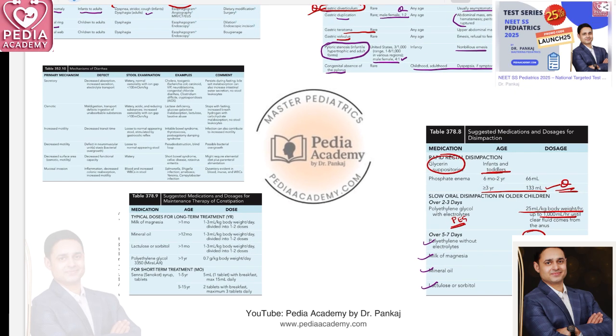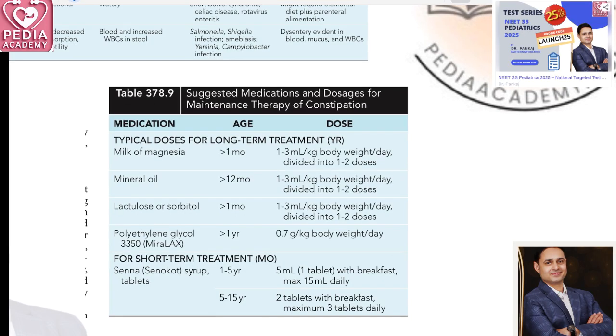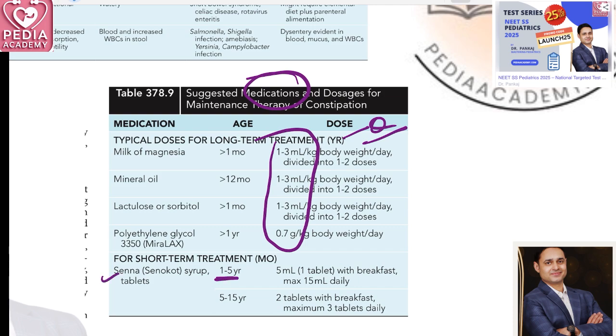This is disimpaction. And we have maintenance therapy, so you have to remember it like this. Milk of magnesia, mineral oil and lactulose all have 1 to 3 ml per kg body weight divided into 1 to 2 doses. PEG is 0.7 gram per kg body weight. And Senna, they once asked: Senna tablets for 1 to 5 years, 5 ml, one tablet with breakfast, maximum 15 ml daily, and for 5 to 15 years, 2 tablets with breakfast, maximum 3 tablets daily.